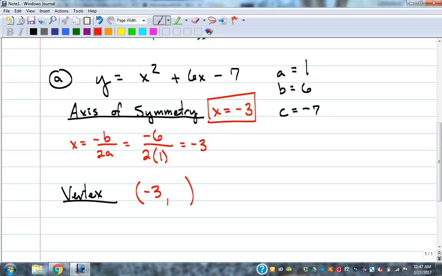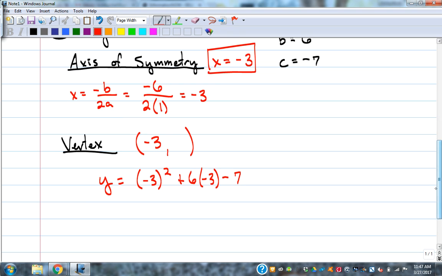Now, how do we find the y value? That's right. Plug in negative 3 for x in the equation. And then we're just going to work that out. You can use a calculator to help you work that out. You don't have to have one to do it. What's negative 3 squared? Positive 9 or negative 9? Positive 9.